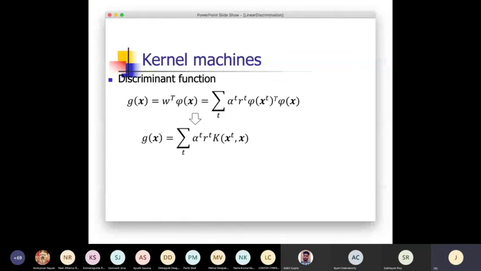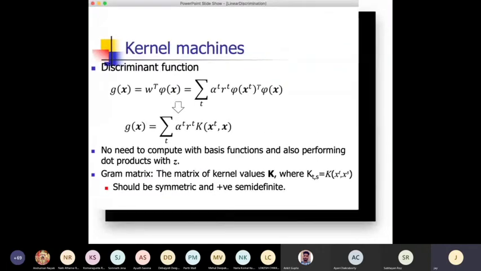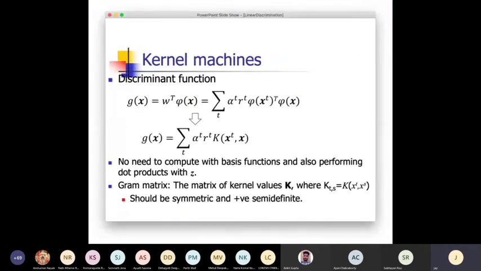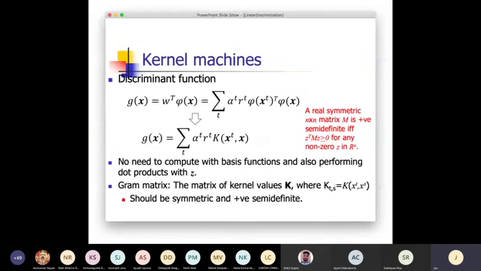Then this problem can be solved, and you can get the discriminant function in this form. We call it the Gram matrix, and it should be symmetric, and it should be positive semi-definite. This is one interesting property of any matrix, positive semi-definite. Just to mention that, what does it mean?